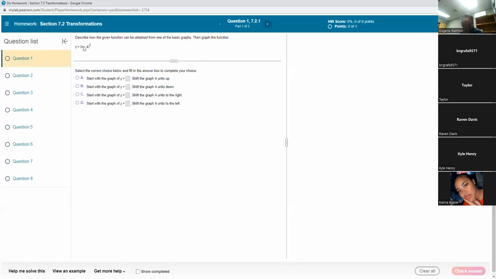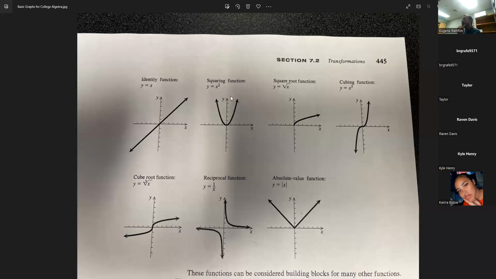All right, so here we want to describe how the given function can be obtained from one of the basic graphs, and then we're going to graph the function. So let me get you the basic graphs real quick. So remember, here are my basic graphs: y equals x, y equals x squared, y equals square root of x, y equals x to the third, y equals cube root of x, y equals 1 divided by x, y equals absolute value of x. So the basic graphs will be one of these 7 graphs, okay?